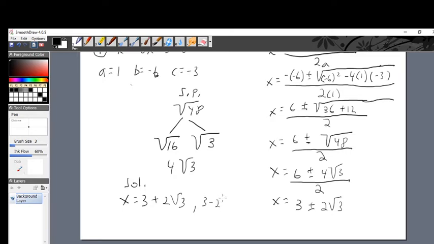The best thing to do is really to go check them out, plug them back into the original equation and see if it works, but we don't need to do that right now. So 3 plus 2 square root of 3 and 3 minus 2 square root of 3. Those are our two solutions.